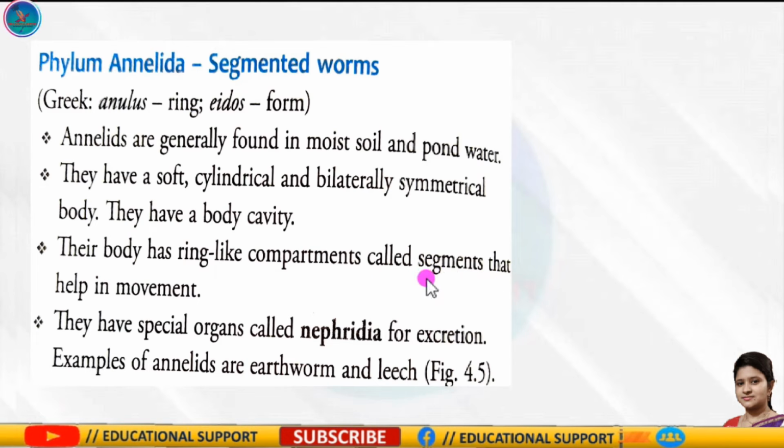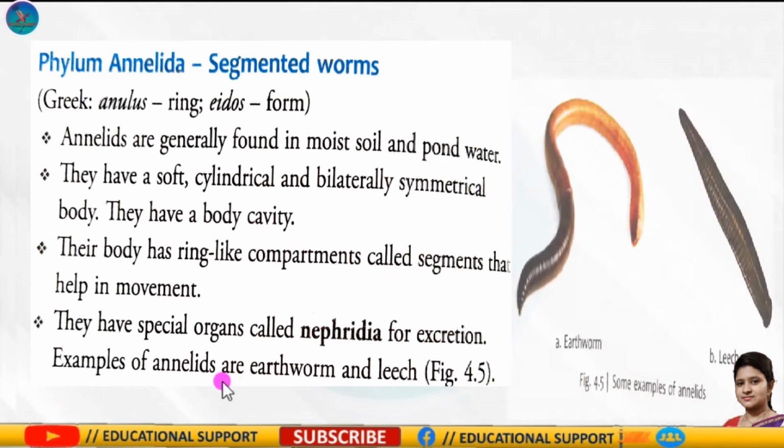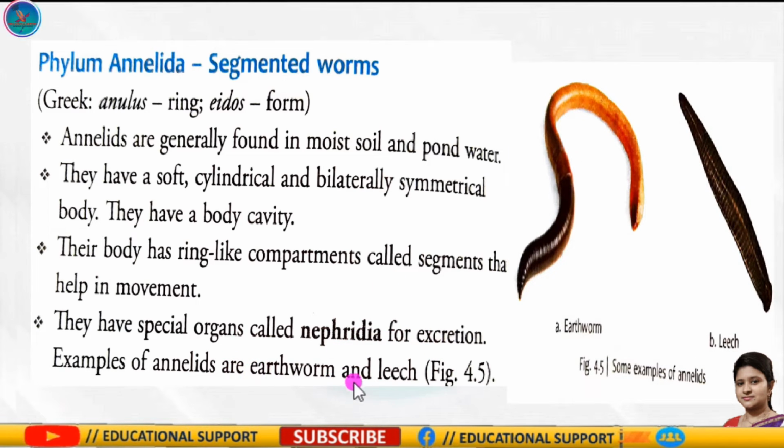And what is the function of the segments? Segments basically help in movement. They have special kinds of organs called nephridia. What is the function of nephridia? The nephridia are responsible for excretion. The examples of annelids are the earthworm and the leech. You can see in figure 4.5 this is the earthworm and this is the leech.